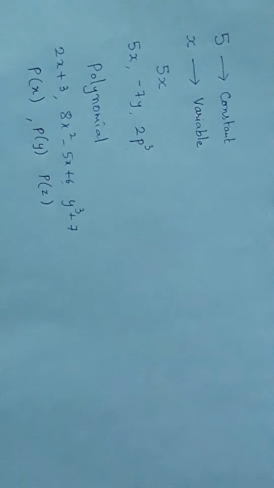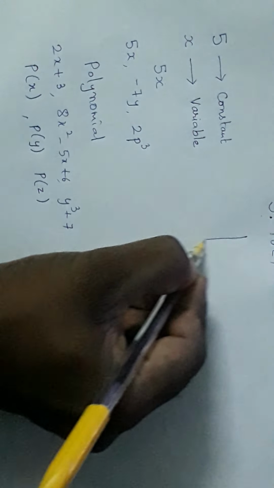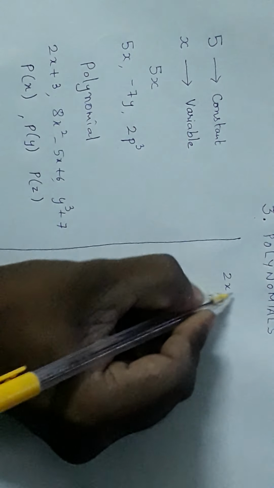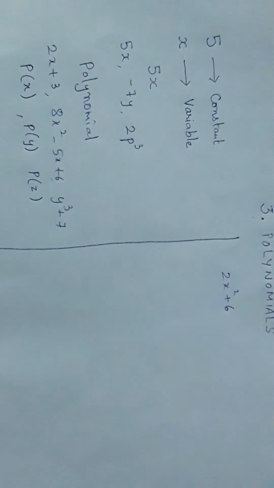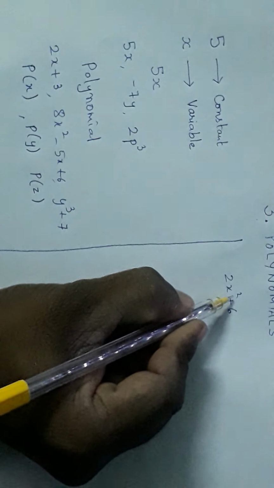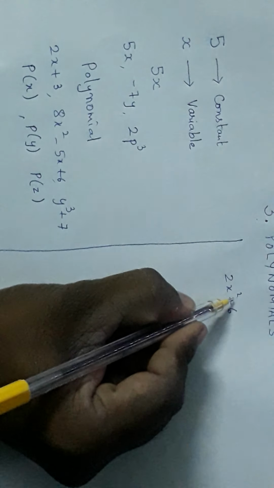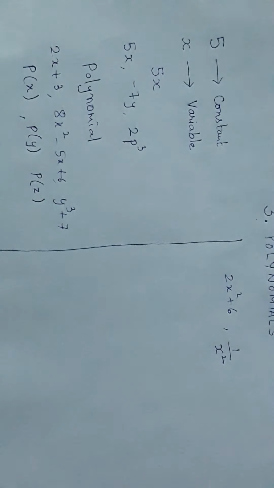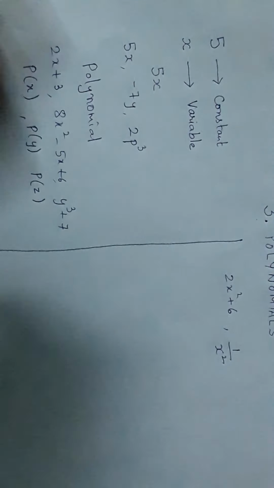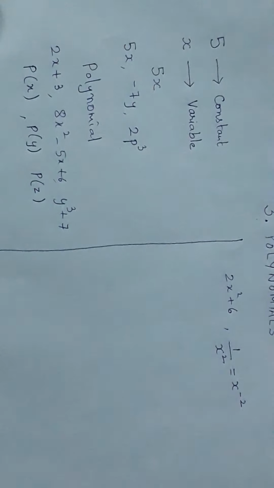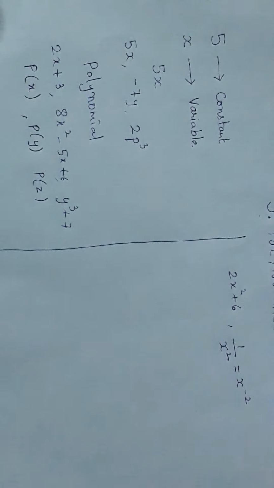Now let us differentiate between a polynomial and what is not a polynomial. If I write 2x square plus 6, this is a polynomial. I told you the condition for an algebraic expression to be a polynomial: the power should be non-negative. Now if I write 1 by x square, is this expression a polynomial? No. If we convert it, you will get x to the power of minus 2. That means the power of this expression is negative. So this is not a polynomial.